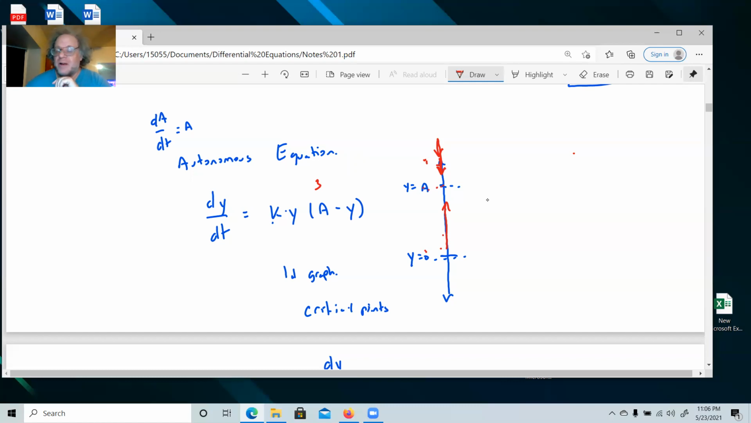And then pick y equals a smaller number. Pick y equals -1. We have negative here, 3 minus -1, that would be 4. So we have negative times positive. That's going to be negative.